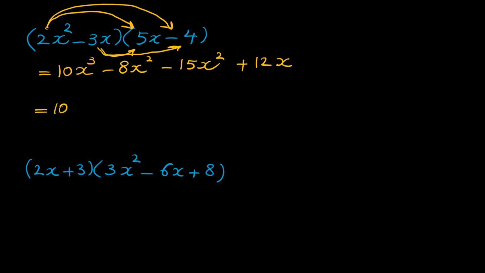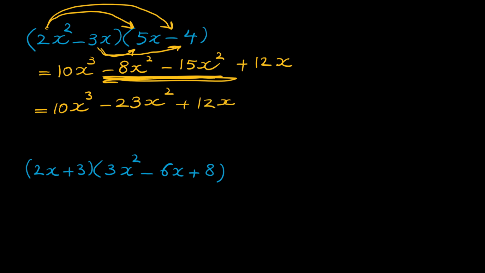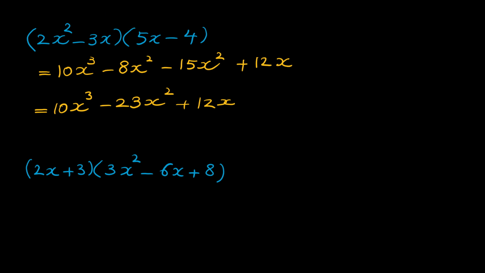Simplify the answer: 10x to the 3, minus 8x to the 2, minus 15x to the 2 would be negative 23x to the 2, and 12x. This is the answer of this question. Look at the next example. Here we have a binomial multiplied by a trinomial.